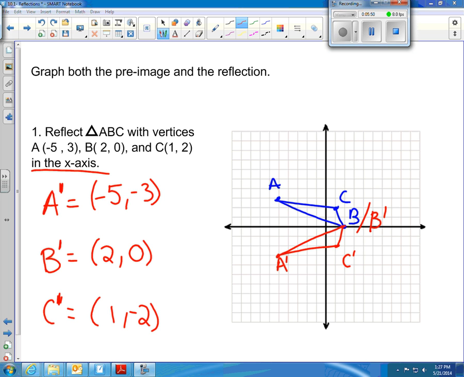Okay, notice here that our B and our B prime are the same point, so just make sure that you're labeling it B/B prime. All right, so now we've reflected our image over the x-axis. Again, we can fold our paper here on that x-axis, and we'd find that these two would line up. So make sure of these couple of reminders. You're graphing both the pre-image and the image, or the reflection. Label your points and use two different colors.